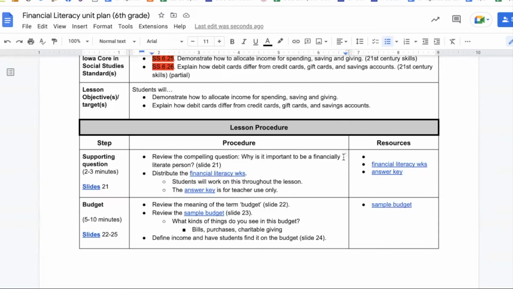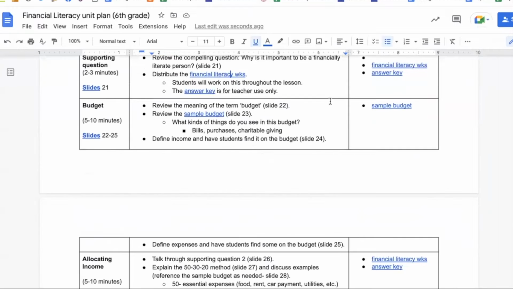So we start off with a compelling question: why is it important to be a financially literate person? Then we pass out the financial literacy worksheet that students will work on through the lesson. There is an answer key provided as needed. Then we continue by reviewing the meaning of the term budget. We can look at the sample budget again and point out things we see, such as bills, purchases, and charitable giving.